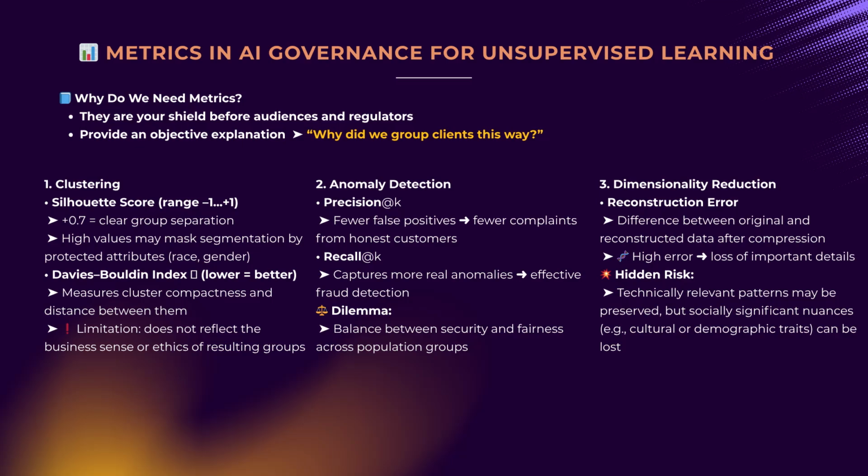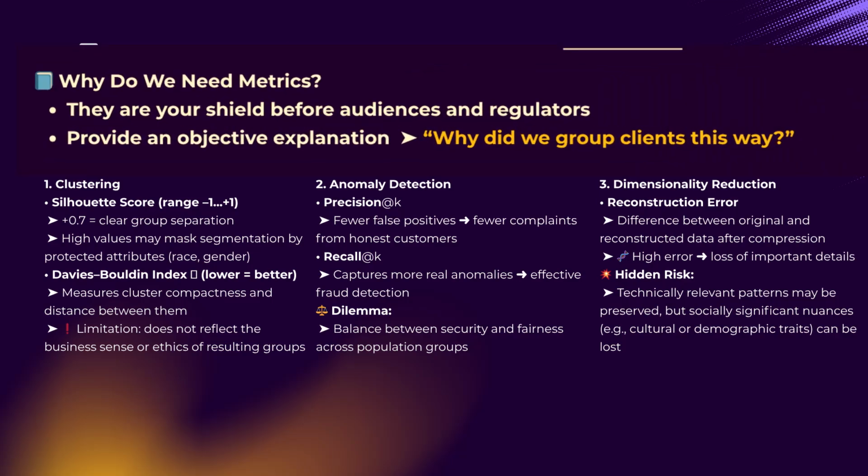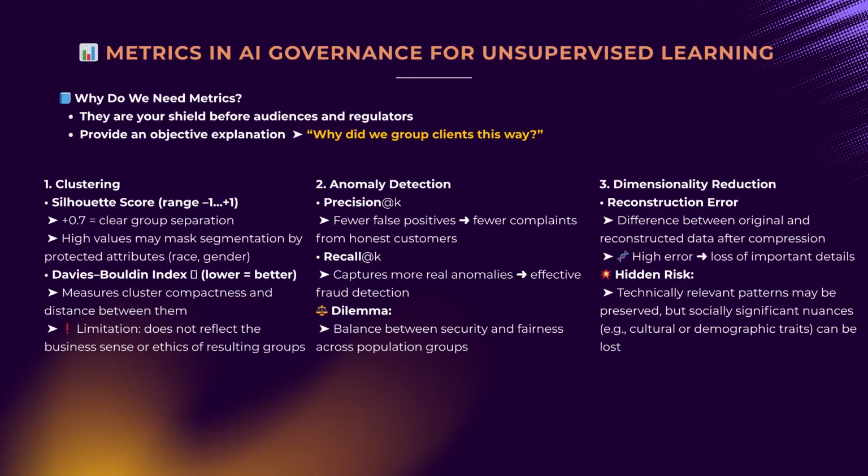Colleagues, let us talk about metrics. And an immediate important caveat: this part of the lesson is not meant to turn you into data scientists. Your task as AI governance specialists is to understand what lies behind the numbers your technical team provides. Metrics in unsupervised learning are your shield before regulators and stakeholders. When a regulator asks, "On what basis did you group customers this way?" you must have an objective answer. Let us break down what the main metrics mean from an AI governance perspective.